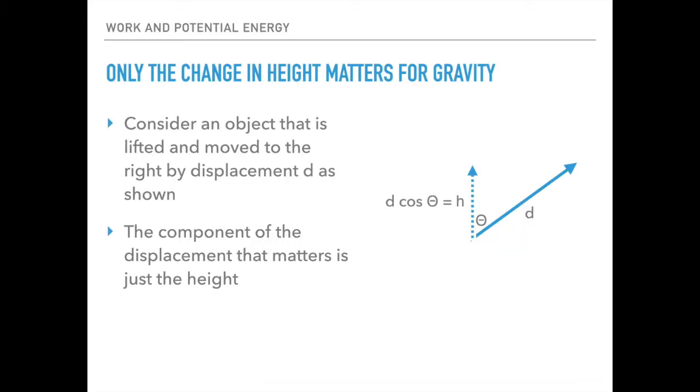If we look at that solid blue arrow, if we have an object that's moved up and to the right a certain displacement d, we can break that into components. Because gravity works in the downward direction, only the vertical component of that motion is going to matter. If we're at some angle theta marked there, we can find that component, the dotted line, in the vertical direction. That's going to be d cosine theta, and that's going to give us the height. So the component of the displacement that matters is only the height.